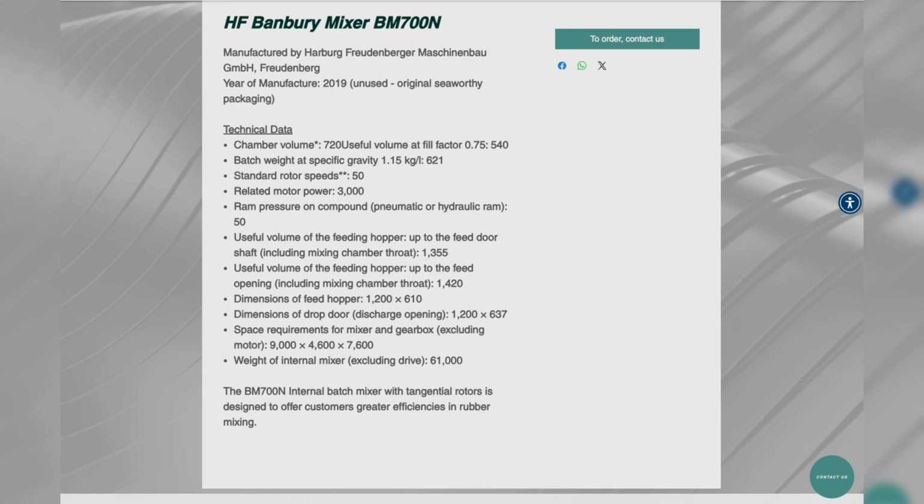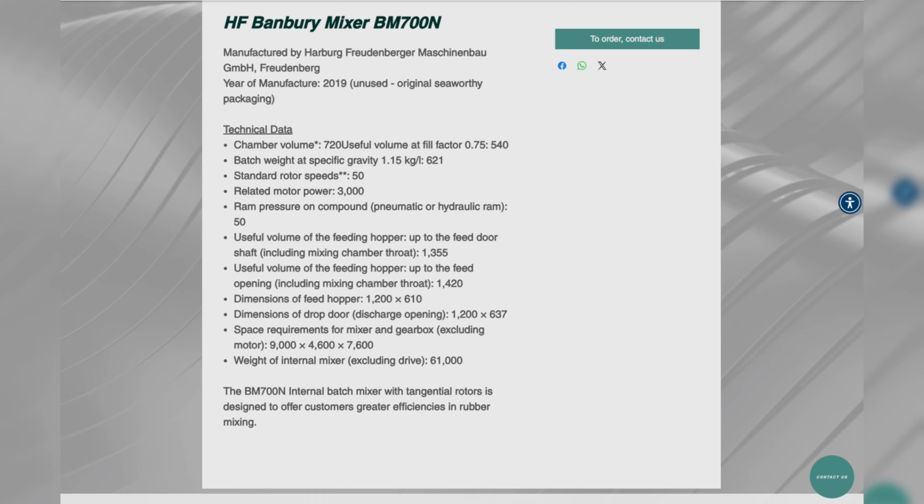Second, the useful volume at a fill factor of 0.75. It's 540 liters. That is simply 720 multiplied by 0.75, 3/4 of the free volume. Third, the batch weight at a specific gravity of 1.15 kilograms per liter is 621 kilograms. That's 540 liters multiplied by a density of 1.15. The volume converted into a weight you can actually scale out.